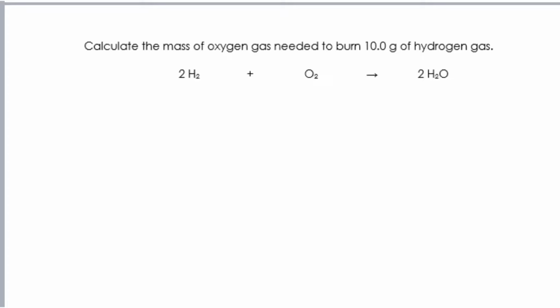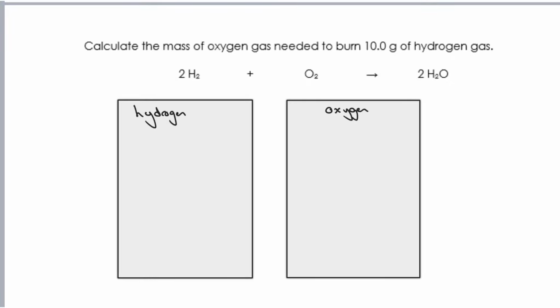Calculate the mass of oxygen gas needed to burn 10.0 grams of hydrogen gas. So once again, let's scaffold the answer space. So we've got a mass of hydrogen. So what we're going to do is work out the number of moles of hydrogen. Remember, number of moles is mass divided by the MR, so 10.0. And because it's H2, the formula, we divide by 2, and therefore we get 5.00 moles.